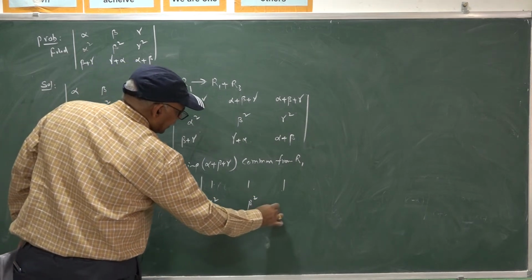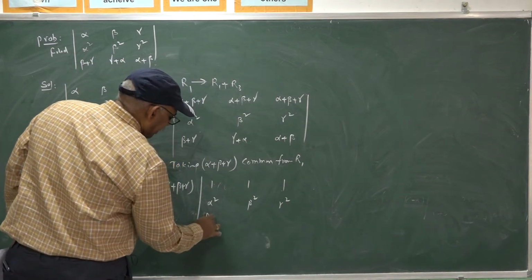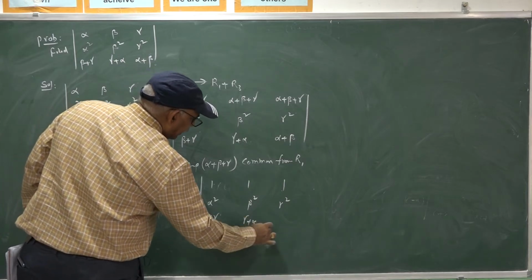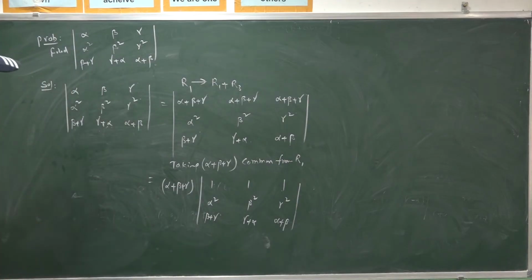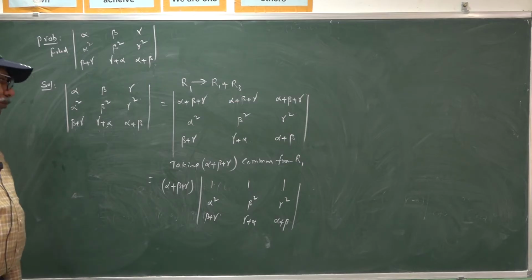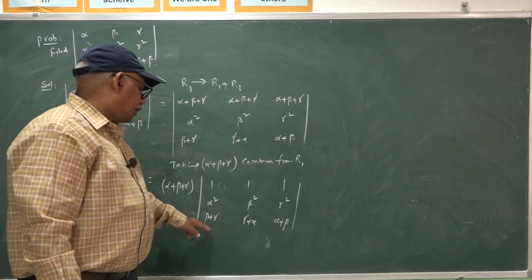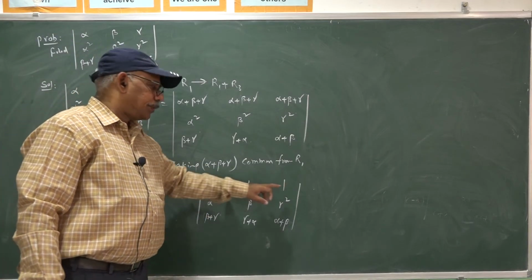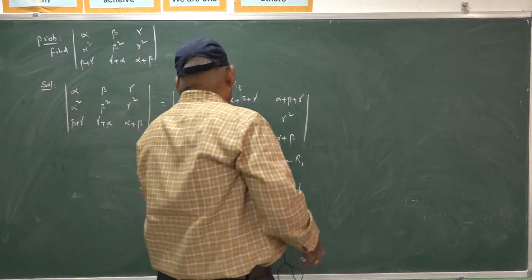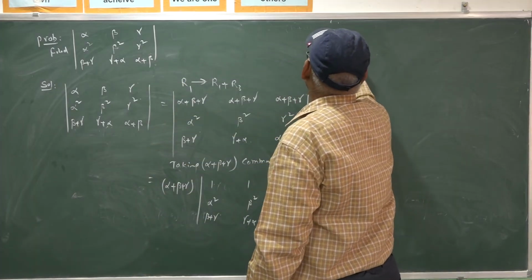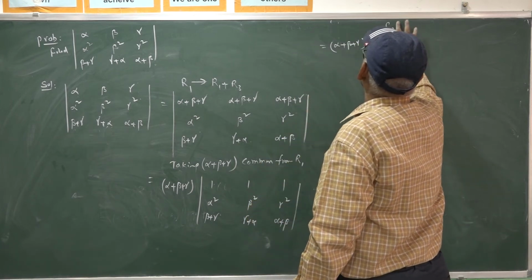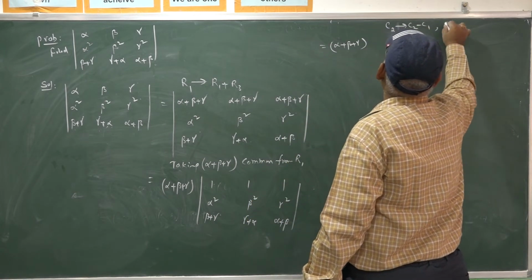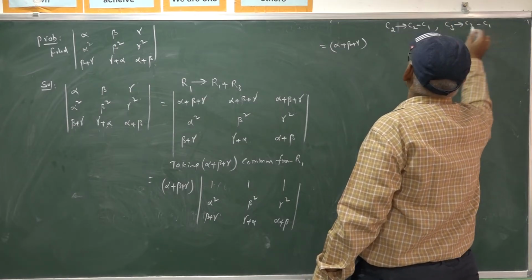Alpha square, beta square, gamma square. Beta plus gamma, gamma plus alpha, alpha plus beta. Now make these two elements zeros. For that, take the columns. C2 goes to C2 minus C1, C3 goes to C3 minus C1.